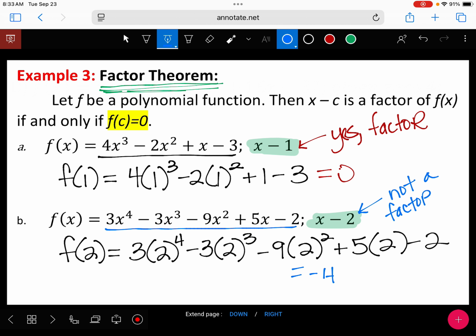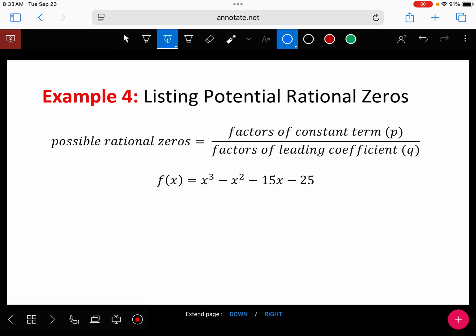So yesterday, everything we did, we could factor easily. We could take out a GCF and we could factor it down. But now we're going to look at polynomials that cannot be factored. And we still have to find all of the solutions for that polynomial, okay? So we're going to do a lot of synthetic division to test numbers, but we need to know what numbers to test. What are the possibilities?